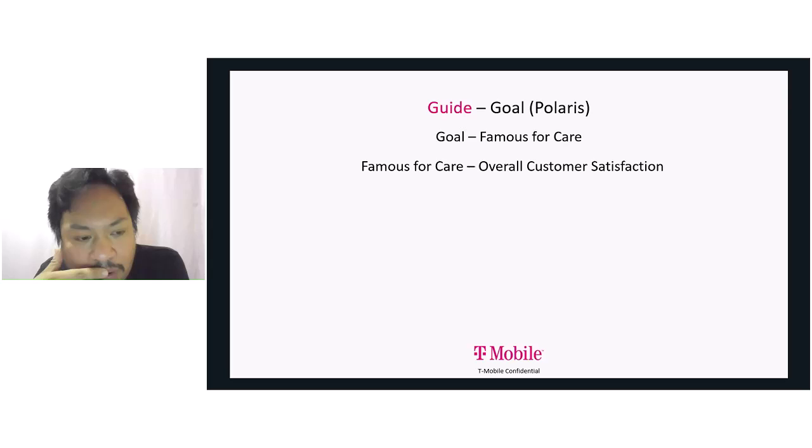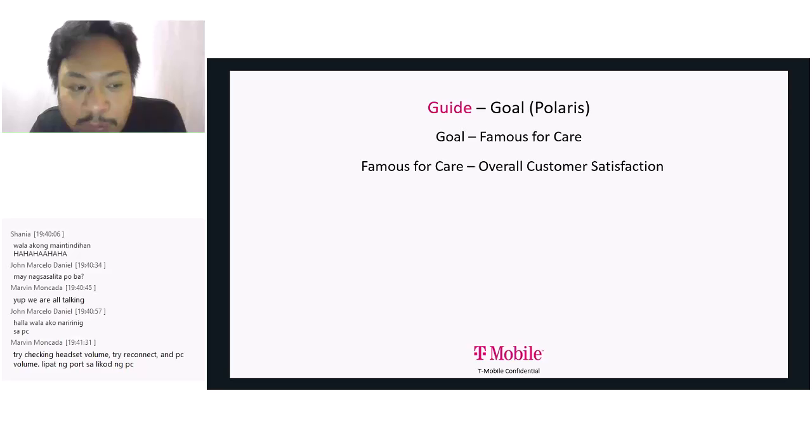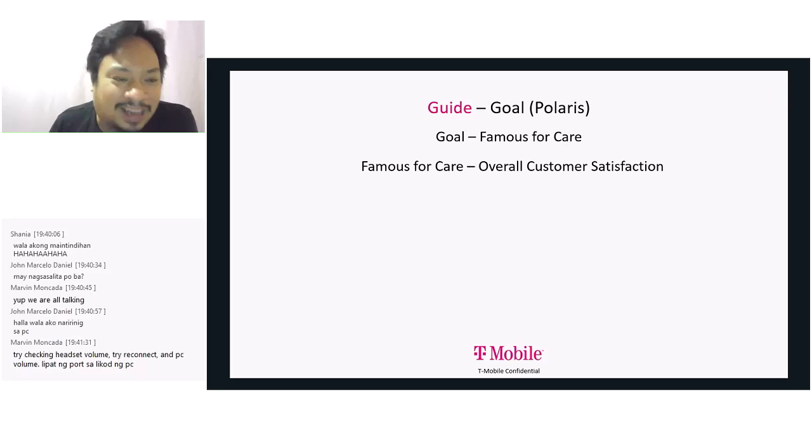Good guess, Rizel. We will be there in a bit. But let's divide it into 2 pieces muna. What are the 2 components you think of overall satisfaction? Experience and resolution.